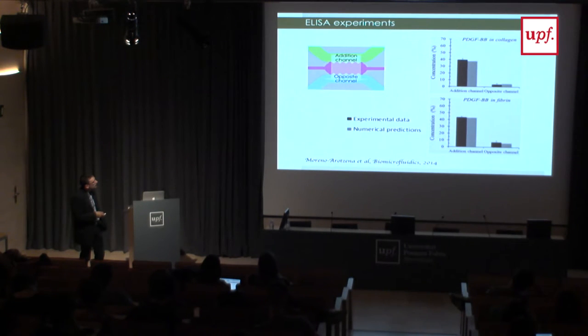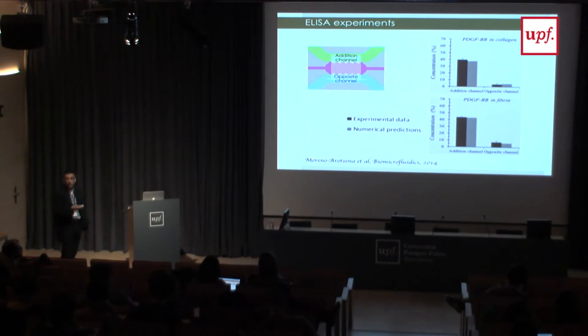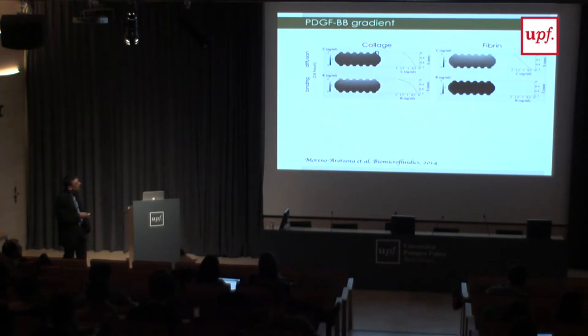In this way we evaluate, and we can see here the results after 24 hours. This is the initial condition in the addition channel, the green one, and after 24 hours, this is in collagen and this is in fibrin. We can observe what happened in the opposite channel. After 24 hours, this is the experiment and this is the numerical prediction, and we can see that the model is able to predict quite well the distribution of the factor. This is the chemical factor that we have after 24 hours in the collagen and in the fibrin.